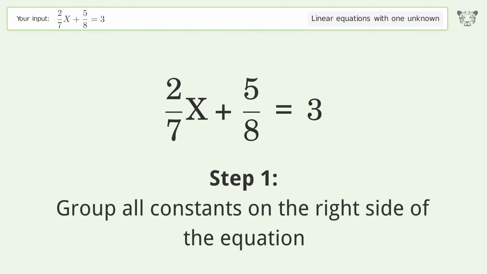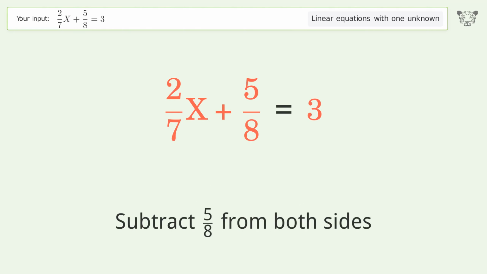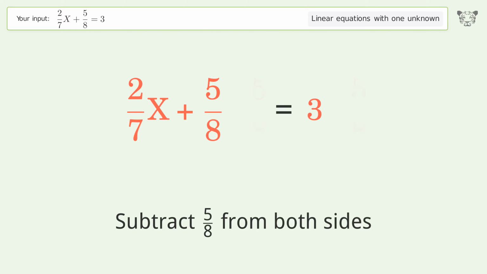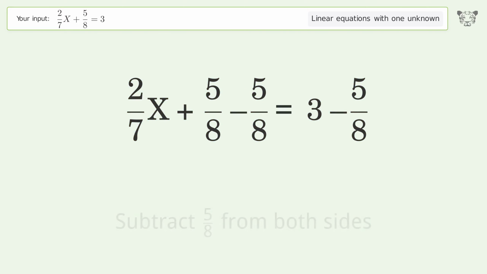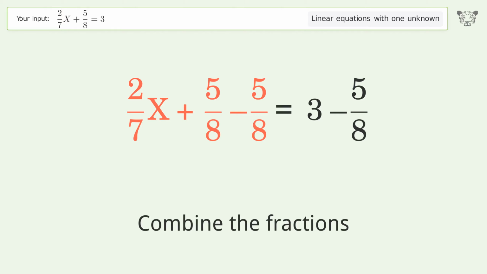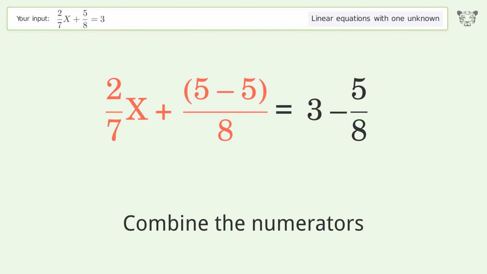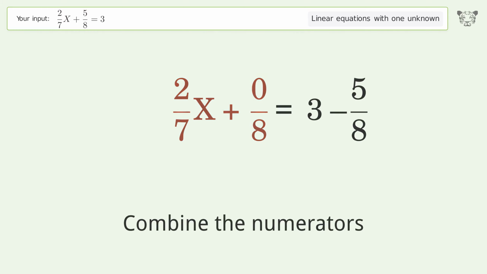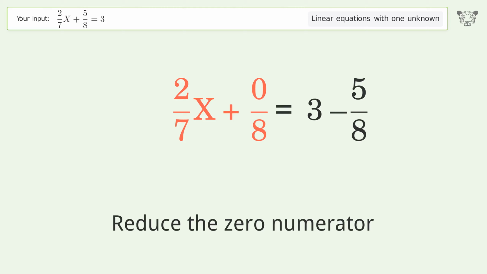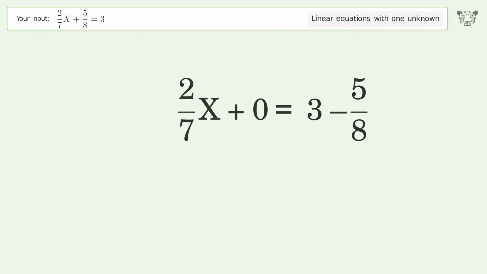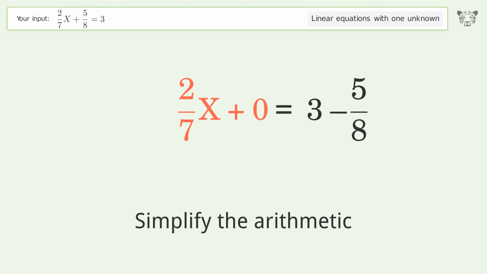Group all constants on the right side of the equation. Subtract 5/8 from both sides. Combine the fractions. Combine the numerators. Reduce the zero numerator. Simplify the arithmetic.